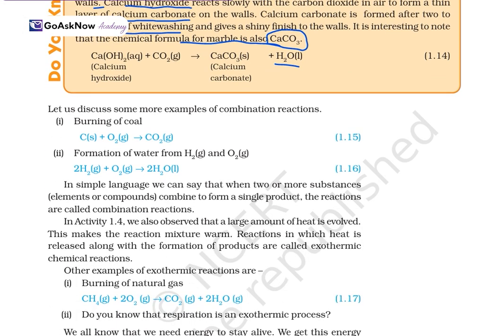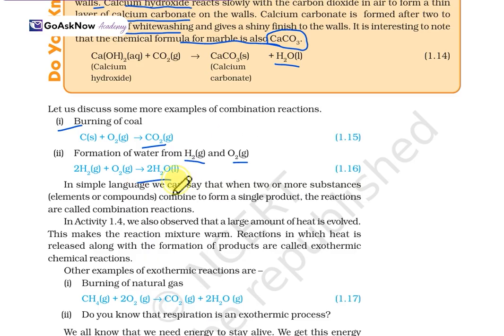Now, let's discuss some more examples of the combination reaction. Burning of coal: C and O2 form CO2. Formation of water from H2 and O2, meaning hydrogen and oxygen combine, and we get H2O. Here it is 2H2 and O2 giving 2H2O. So these are some examples of combination reactions.